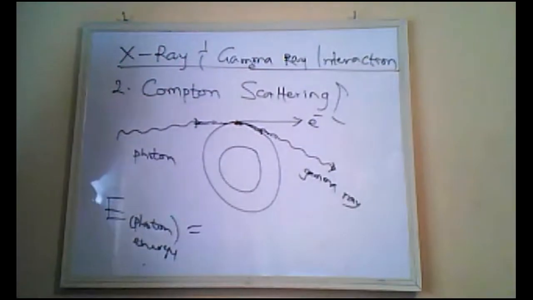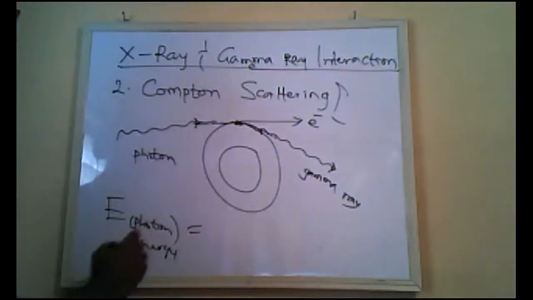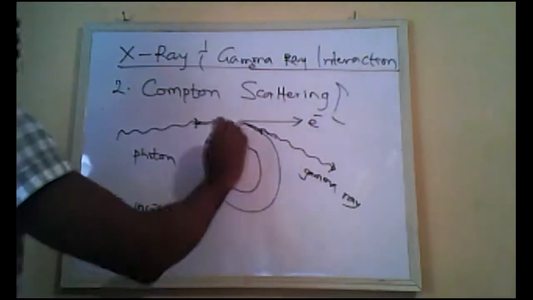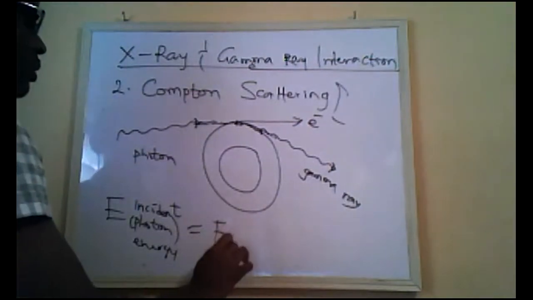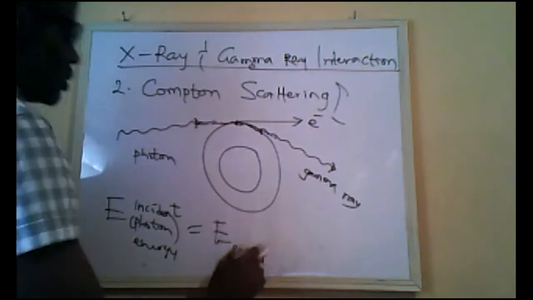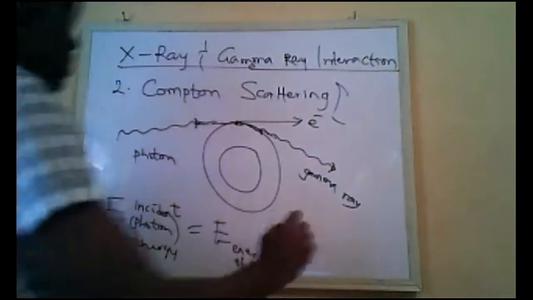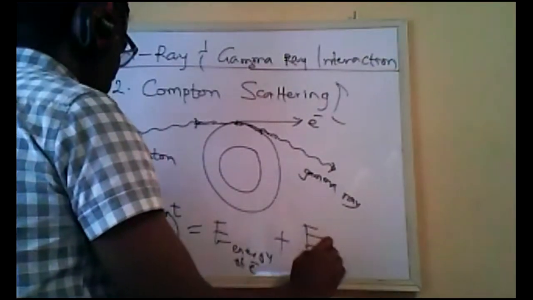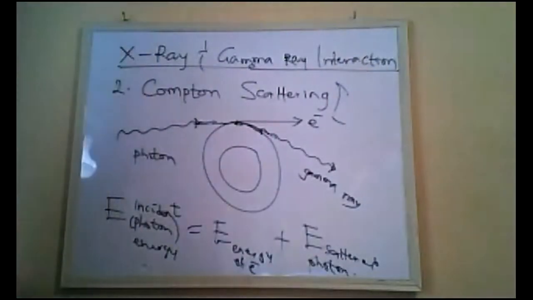So the incoming photon energy, the incident photon energy, is the same thing as the energy of the Compton electron plus the energy of the scattered photon.